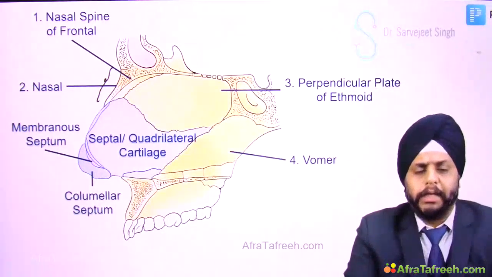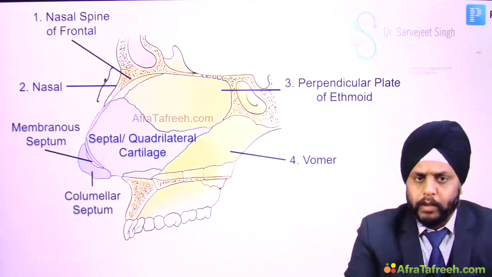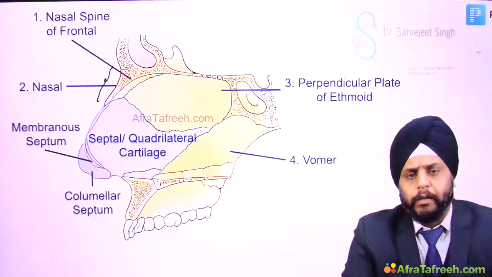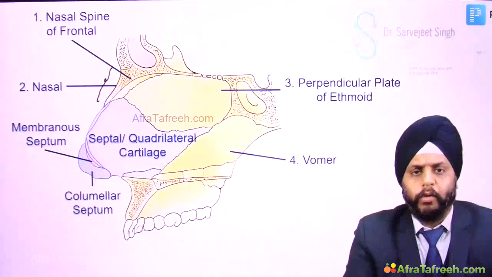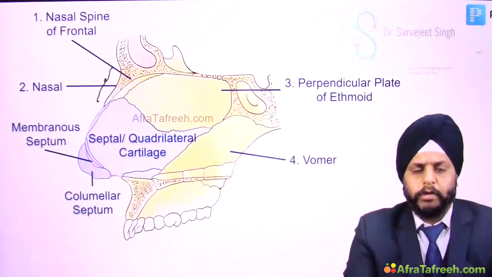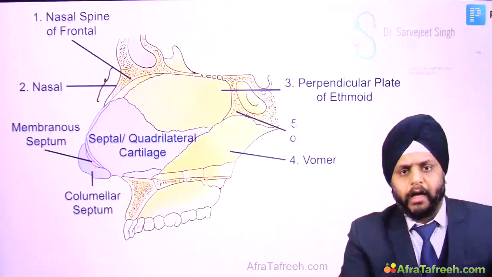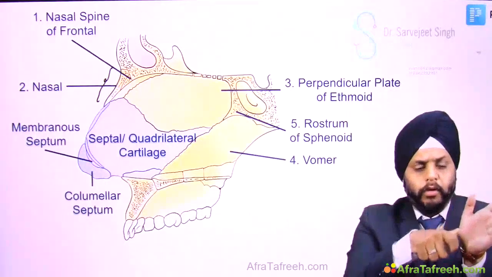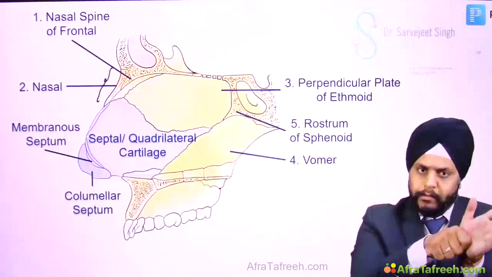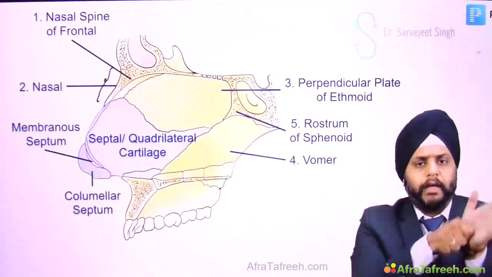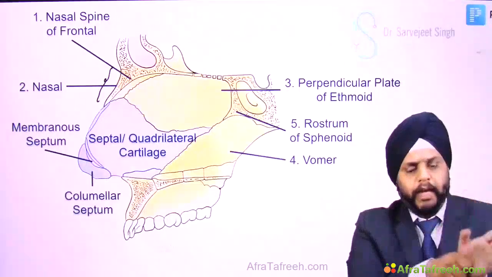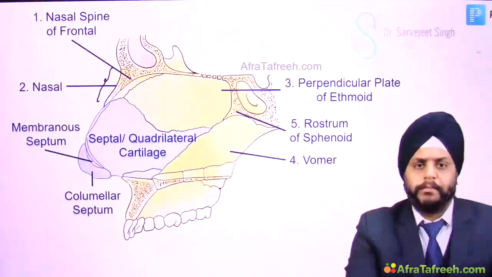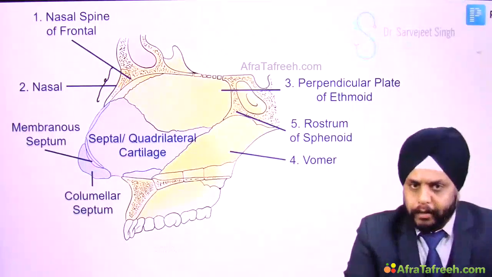But this septum needs support. So how does it get support? For the support, posteriorly we have a bone known as the sphenoid bone. If you see in the diagram, it forms a rostrum, and this rostrum of sphenoid bone holds the septum like this. So the septum is held posteriorly by the rostrum of sphenoid bone, right? This holds the septum, the bone and cartilage plate, together.